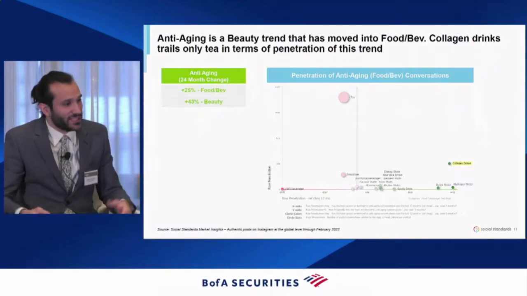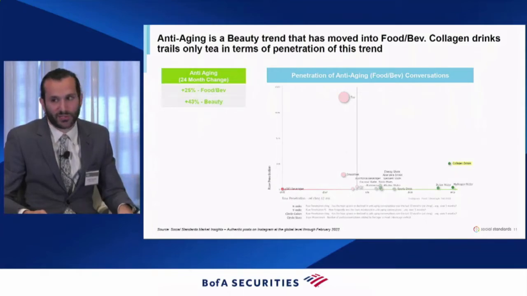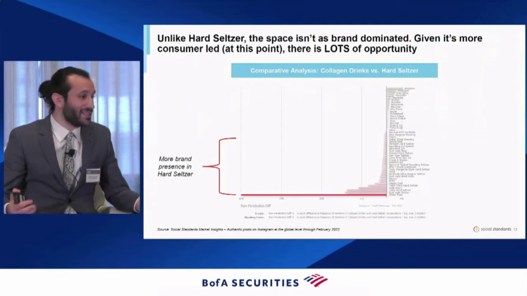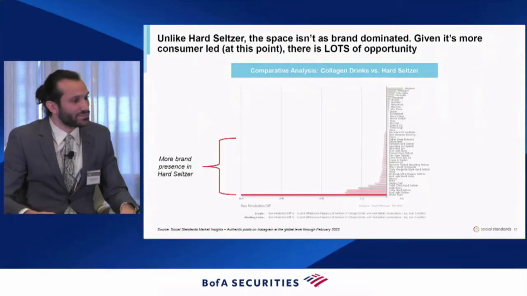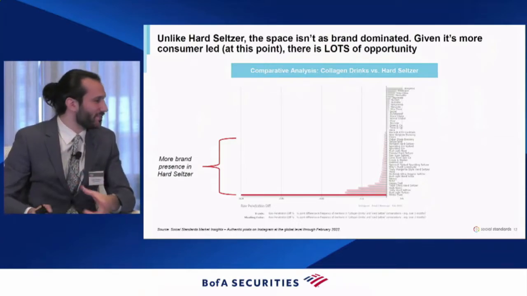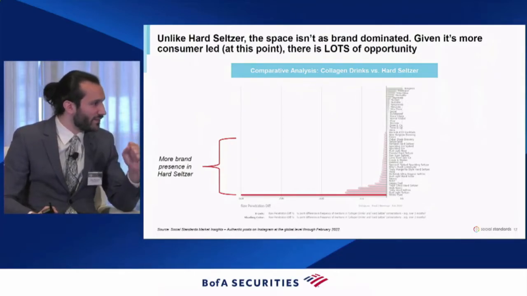In terms of anti-aging as a trend, over the past 24 months, it's up 43% in beauty, and that's pretty tremendous growth when you consider that it's one of the largest benefits and concerns that is talked about on beauty on Instagram. And it's also up 25% within food and beverage conversations. So that's all to say, lots of signals that are indicating some strong growth potentially for collagen drinks as a category.